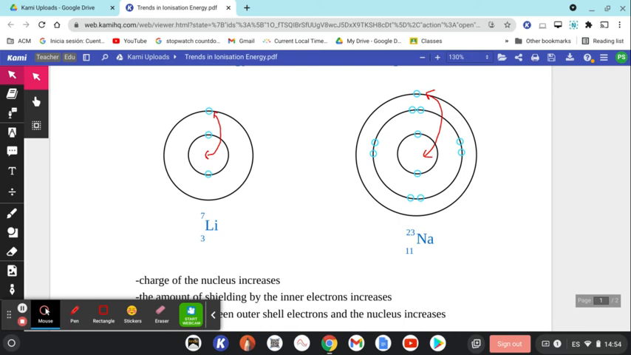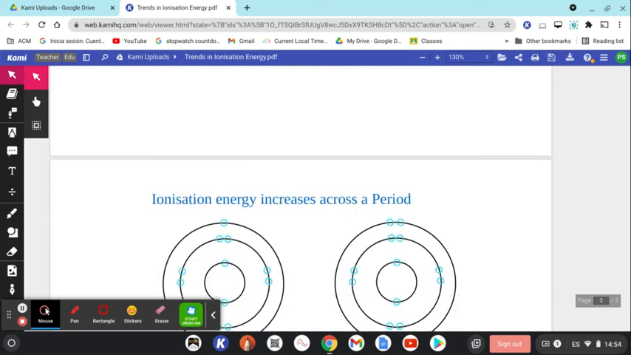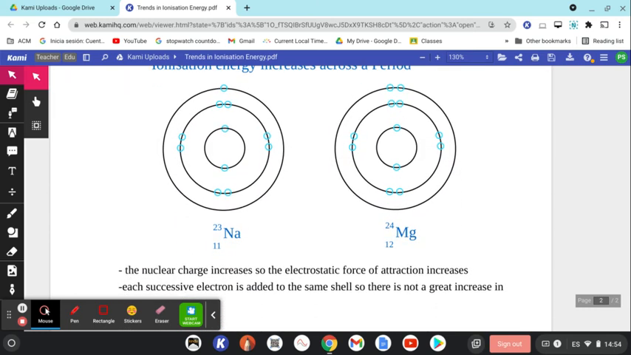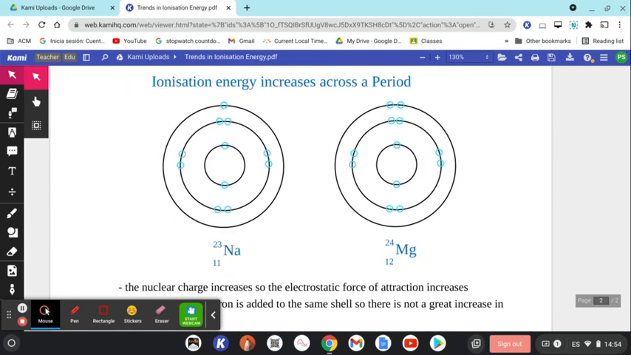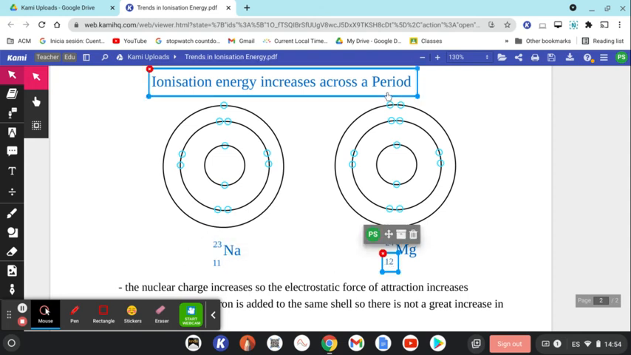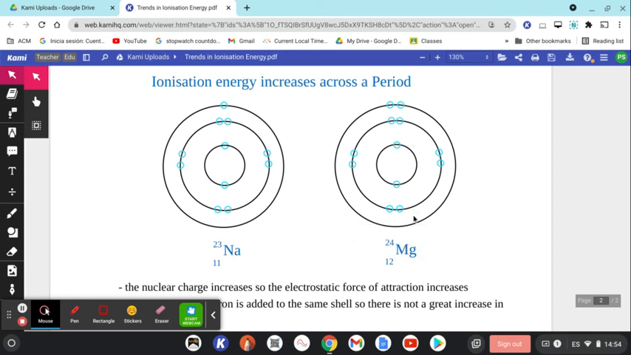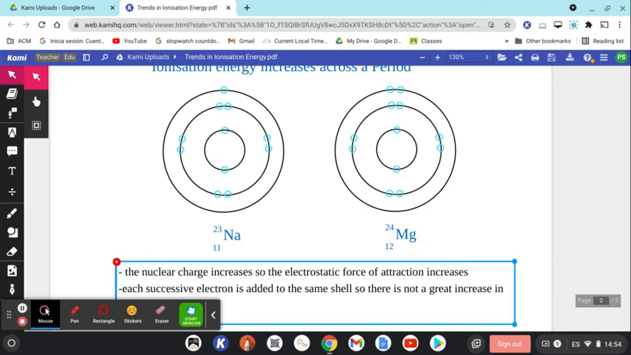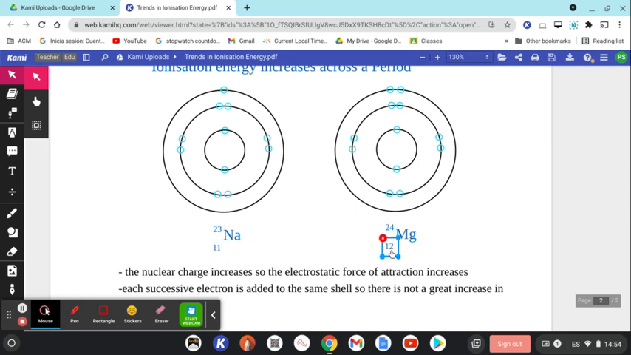Now, what is the trend across the period? It increases, ionization energy increases across the period. Taking 2 example elements, sodium and magnesium. Main difference here, 1 more proton, 1 more electron. So as you go across the period, the nuclear charge increases. So 11 to 12 protons. More protons, greater attraction to the outer shell electron.